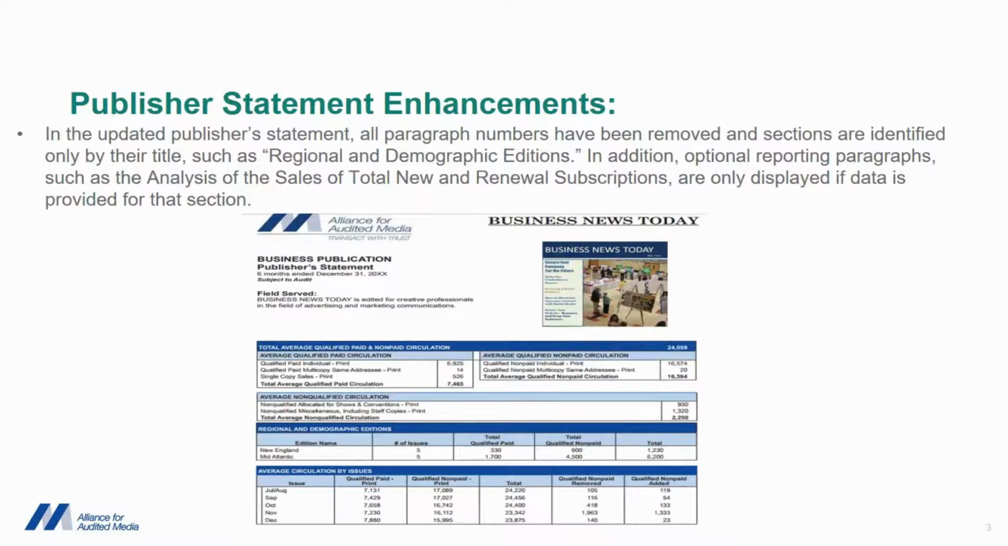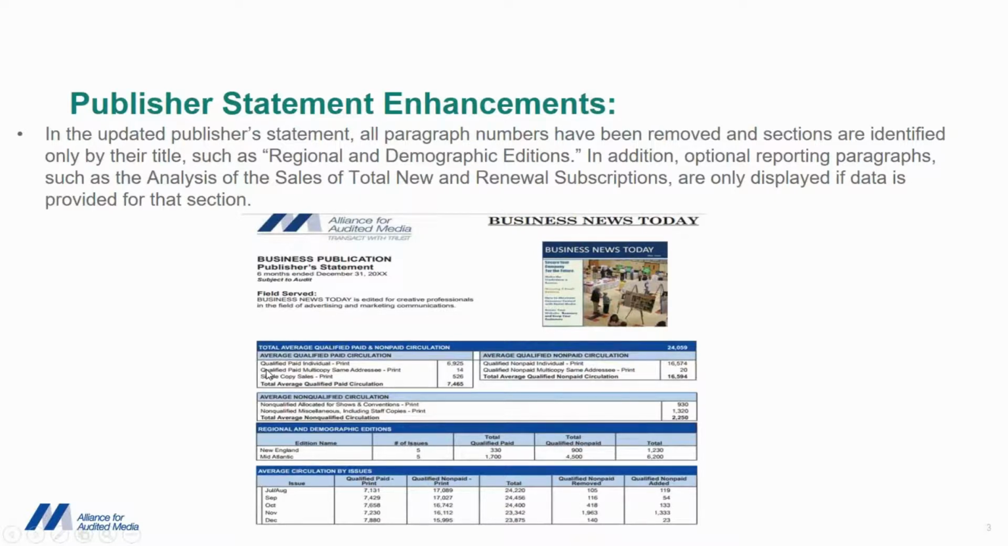Here is a prototype of the publisher statement, and one thing you'll notice is that the paragraph numbers are not by the actual paragraph heading. It used to be that average qualified paid circulation was paragraph 1, regional demographics was paragraph 1D, and issues by issues was known as paragraph 2. Those paragraph references have been removed, and the only thing that remains is the actual paragraph header.